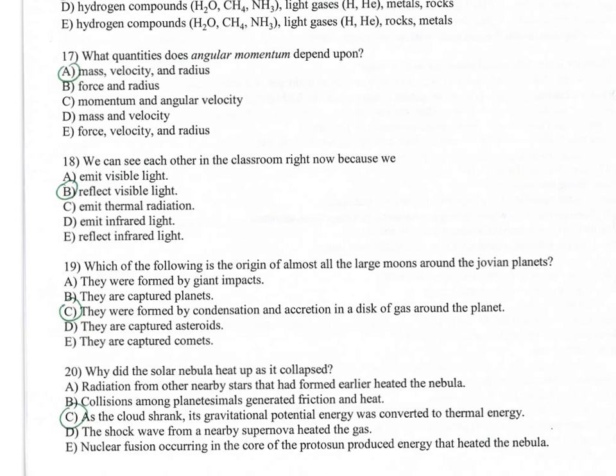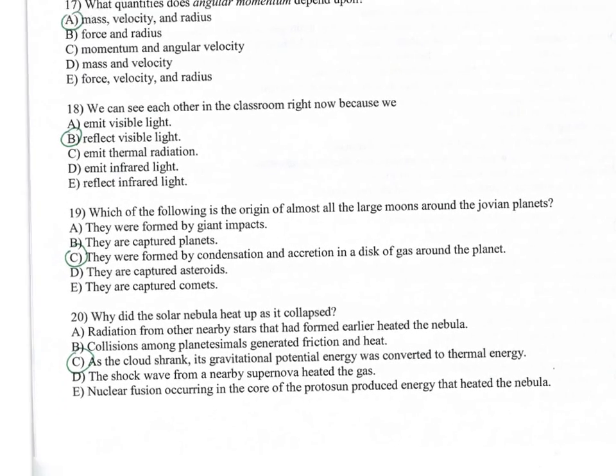Question 18, the fact you can see any object, including us, is because light is reflecting off of an object. B is the best answer for 18. Question 19, where did those large moons around, for instance, Jupiter and Saturn come from? And that was that little inset from our solar nebula. The best answer is C, that they were formed by their own little accretion disks around the planet.